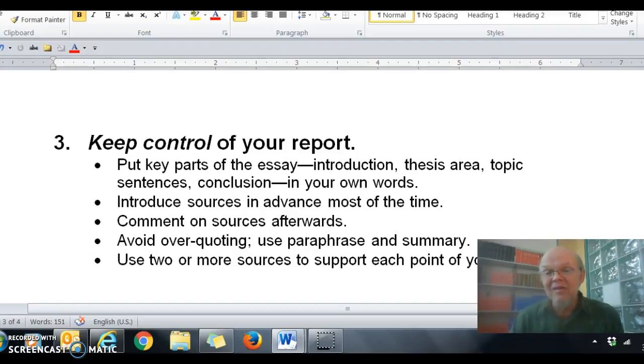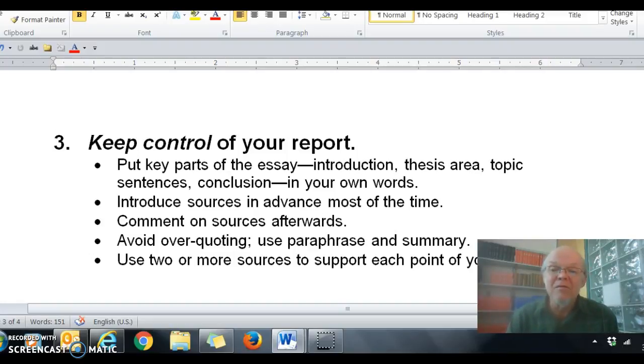The key parts of the essay, the introduction, the thesis area, the topic sentences, the conclusion, they should be, by and large, in your own words. As we were just saying, you're the host of this party. You're introducing sources in advance. You're commenting on sources afterwards, the way a talk show host engages in conversations with her guests, right? You don't let the guests take over the scene. You don't overquote. You don't surrender big parts of the essay to the language of another source, right? Use only what you quote, only what you need.